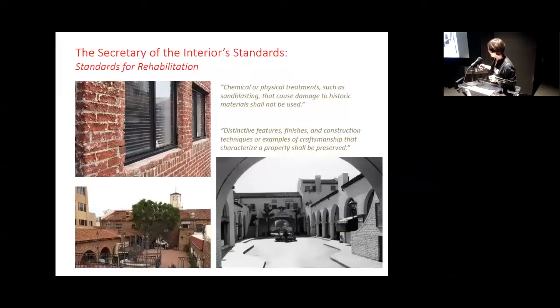But then you've also got a real problem here under one of the earlier standards. Distinctive features, finishes, and construction techniques are examples of craftsmanship that characterize a property shall be preserved. Well, here's an early picture of this building that you see here. This is looking the other way through the courtyard. This whole building was brick painted white originally.